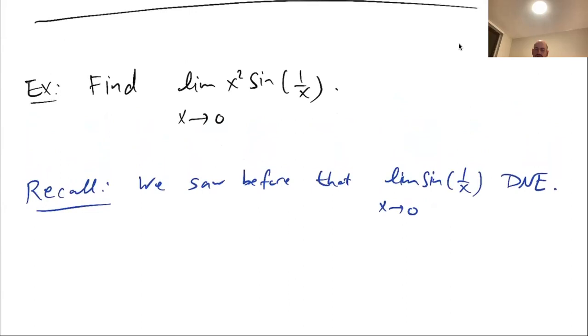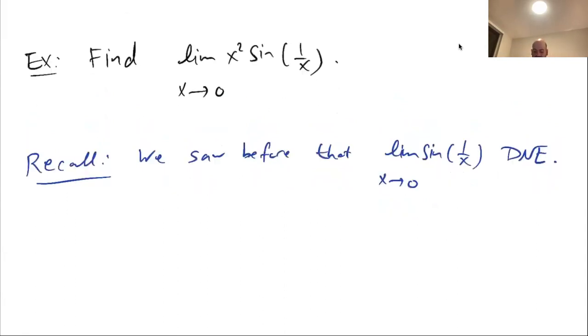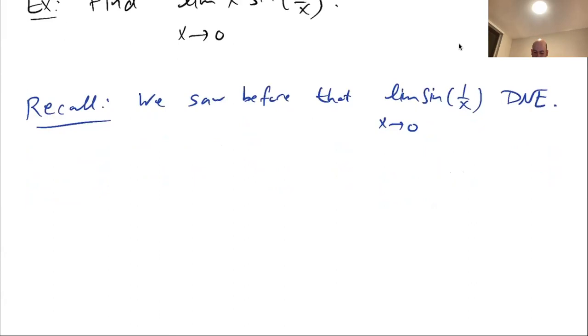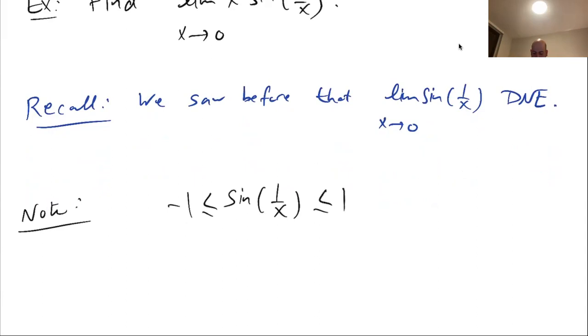How can we do that? For applying the squeezing theorem, we need to squeeze our function between two other functions, a smaller function and a bigger function. So how can we squeeze this function between two other functions? We can use the fact that sine 1 over x is always between -1 and 1. So note that sine 1 over x is between -1 and 1 for all x not equal to 0.